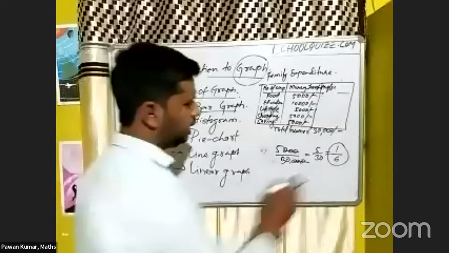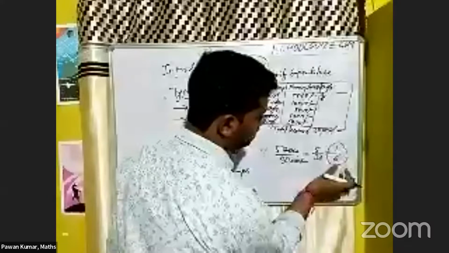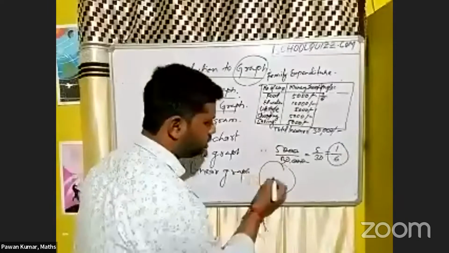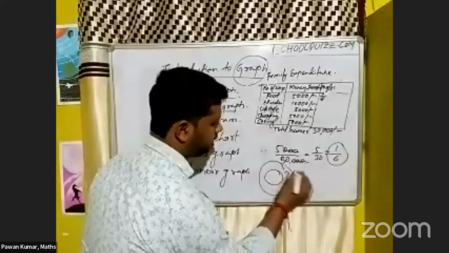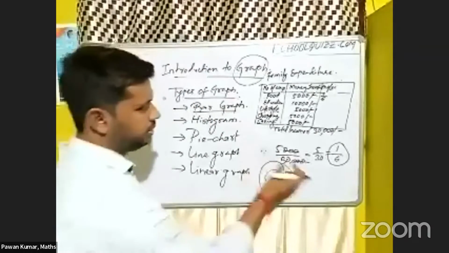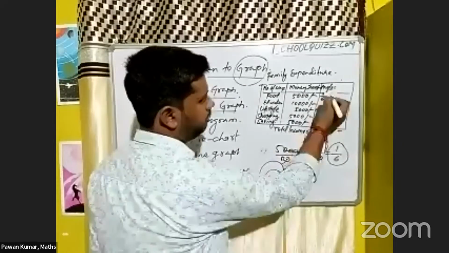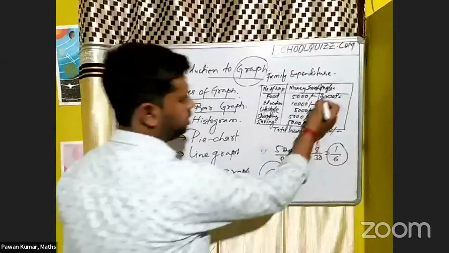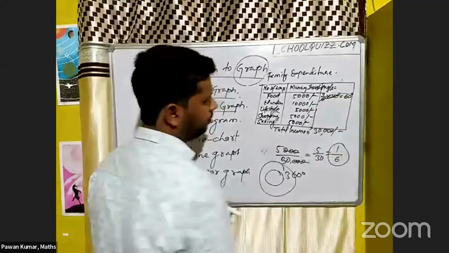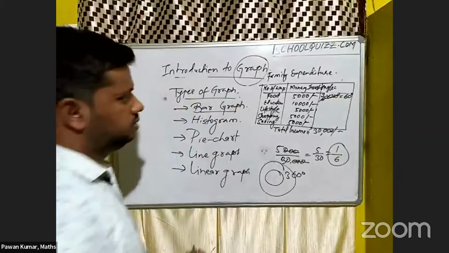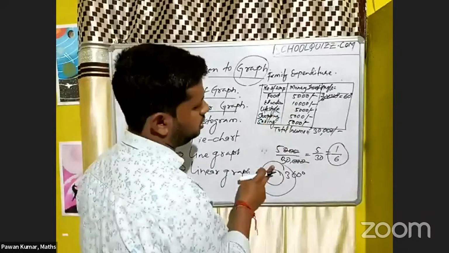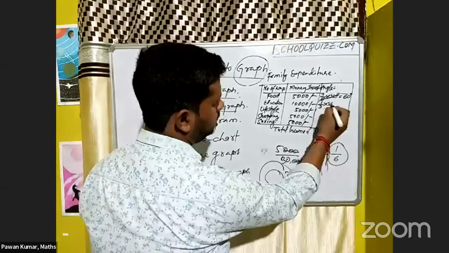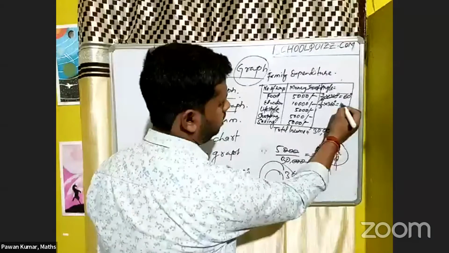So I have to represent this fraction in a pie chart. In a pie chart, the total angle will be how much? 360 degrees, correct? So I have to represent this 1/6 part on 360 degrees, means I have to multiply this with 360 degrees simply. So how much? 60 degrees. Similarly you can find for education also. Education means 10,000 by 30,000, which is 1/3. So 1/3 into 360, correct? So this is nothing but 120 degrees.